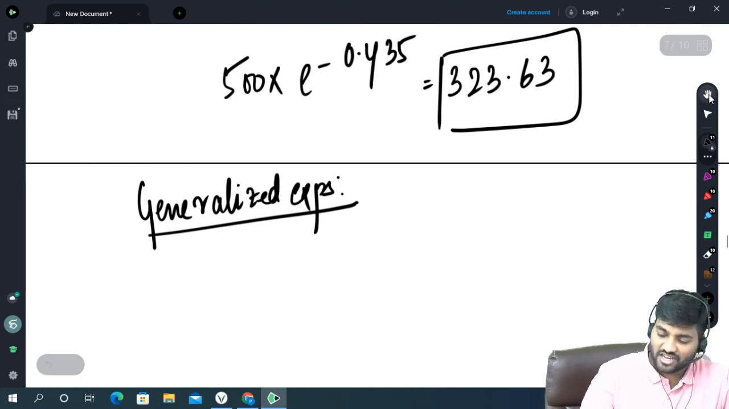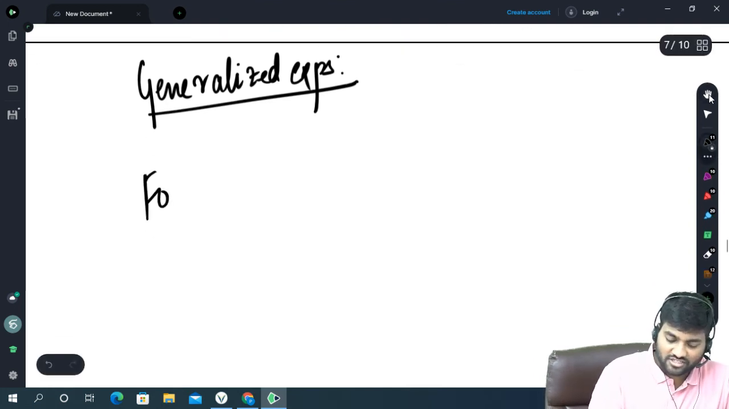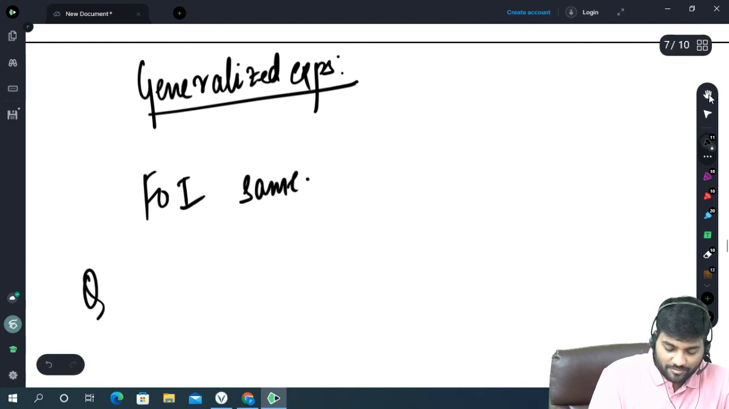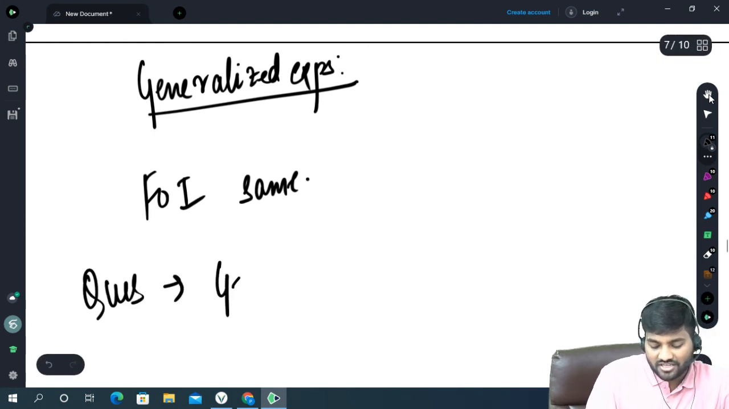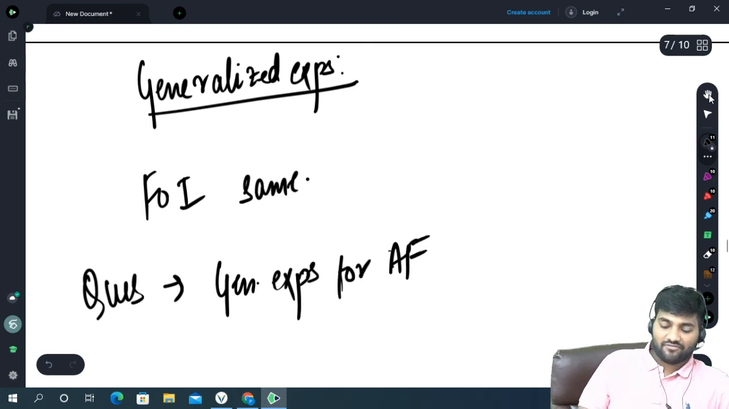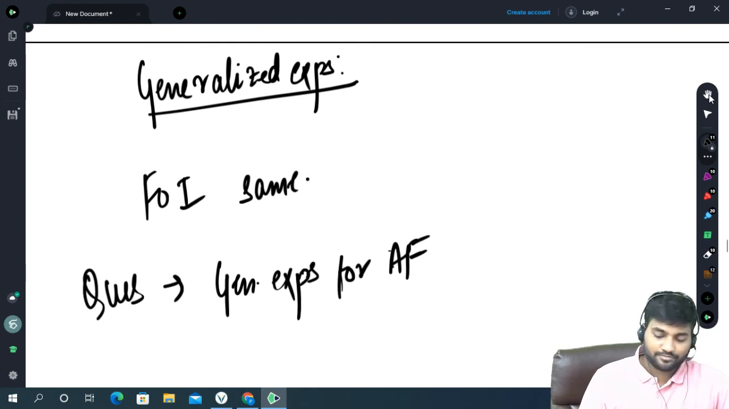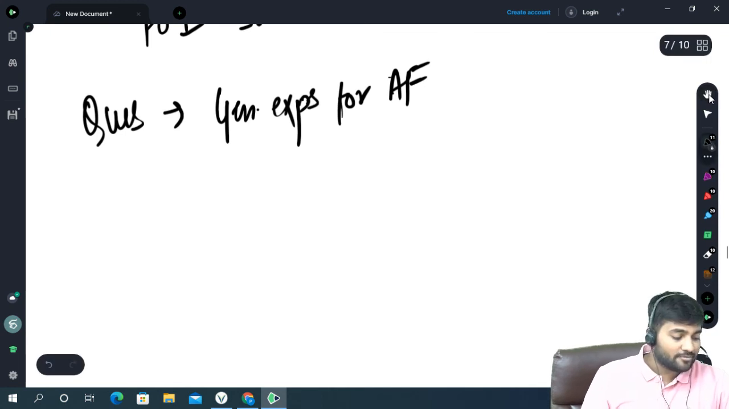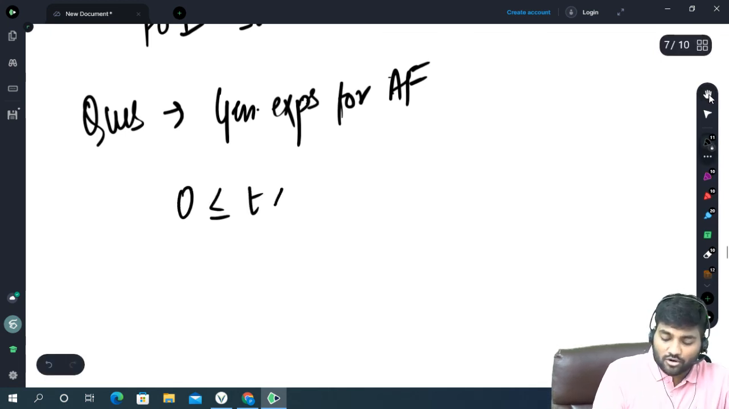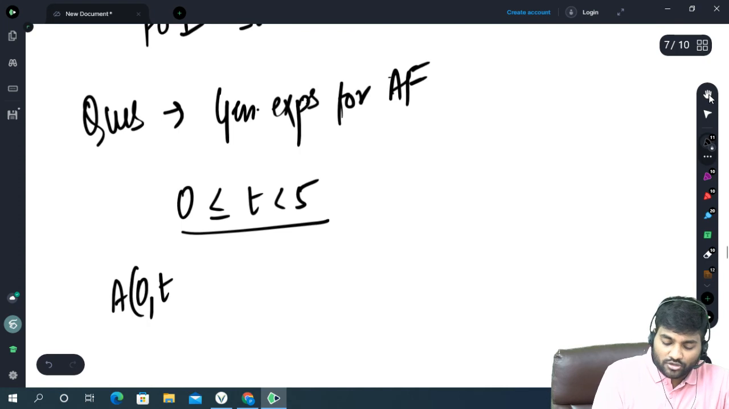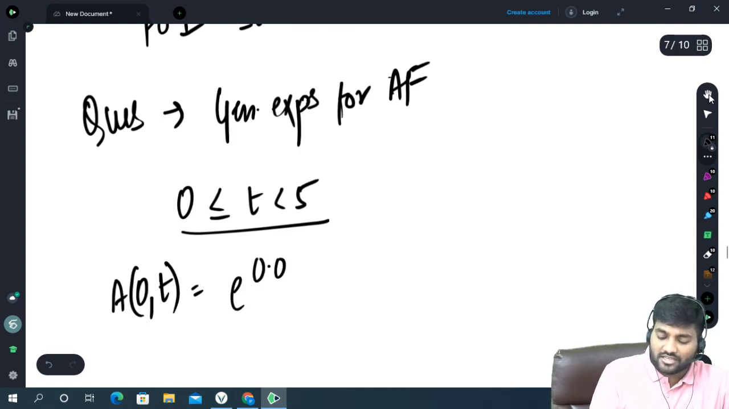So the force of interest function again remains the same. We need to calculate generalized expressions for AF, basically the accumulation factor. Now where is the break point? 5. So first we calculate for t lying between 0 and 5. So it will be A0 to t, which is e to the power 0.08 t.